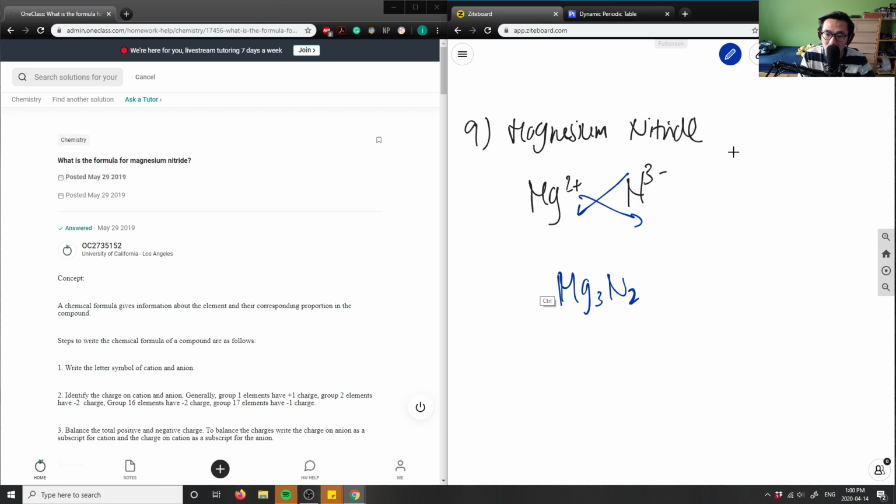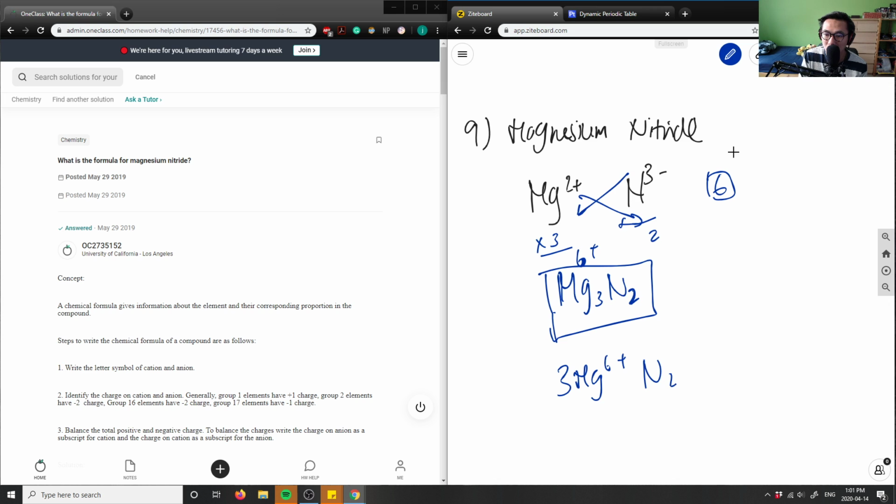So you can do the crisscross method, or you can simply ask yourself what's the least common multiple between 2 and 3? The answer here is 6, which means I need 3 magnesiums to get 6 plus, and I need 2 nitrogens to get a charge of 6 minus, because 3 times 2 here is 6. These charges cancel out.